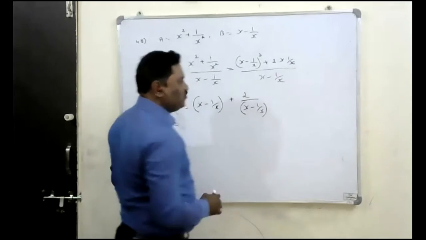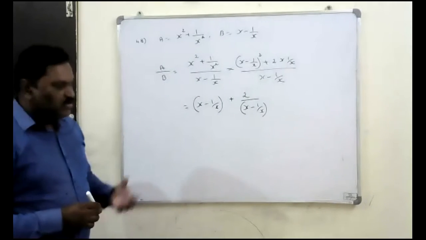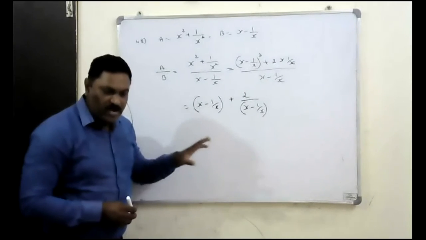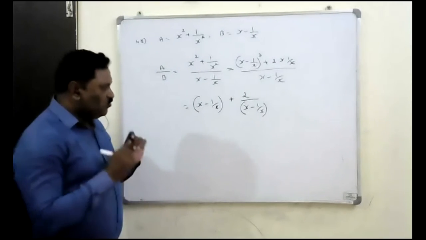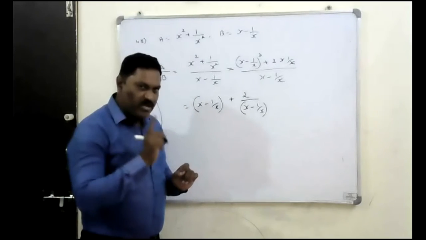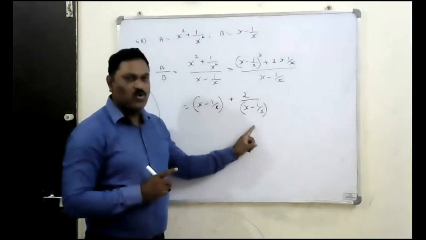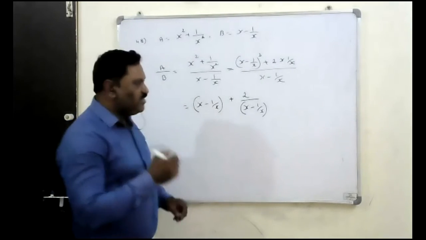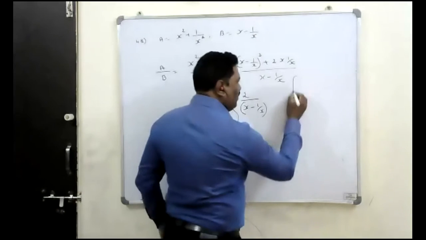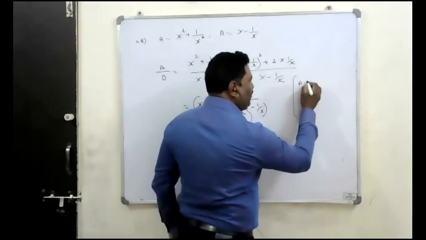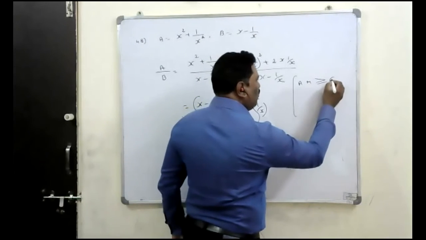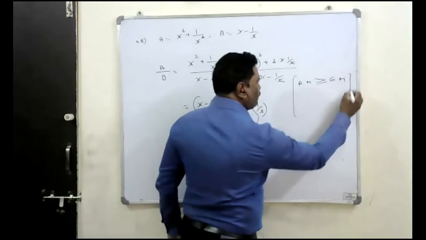2 by x minus 1 by x. Understand? Now I want to find the least value of this expression. To find its least value, whenever you find a term and its reciprocal, so in sequence and series, we have seen that the AM, arithmetic mean of any two terms, is greater than or equal to their geometric mean.